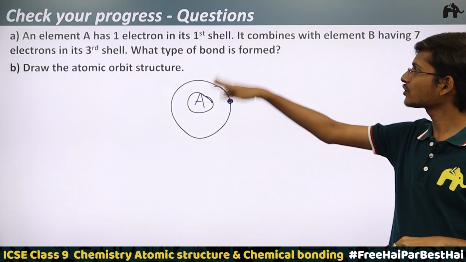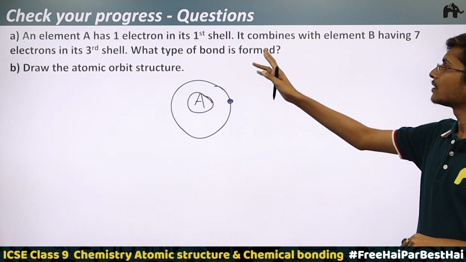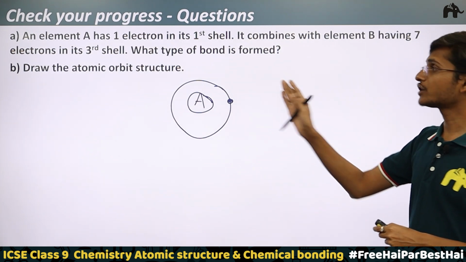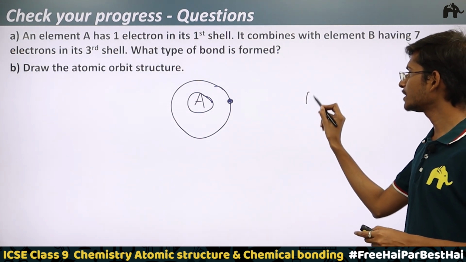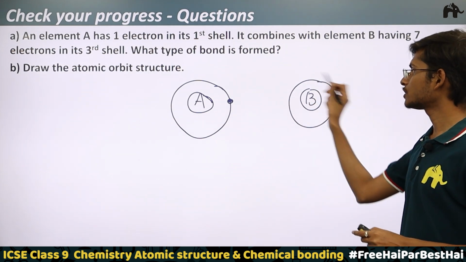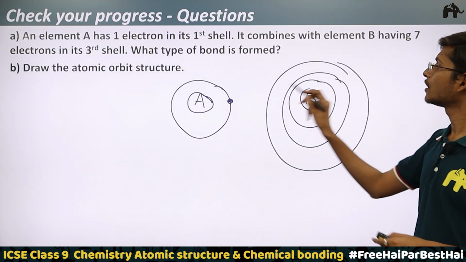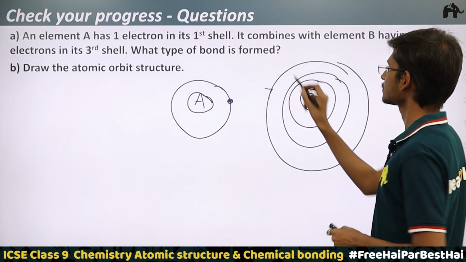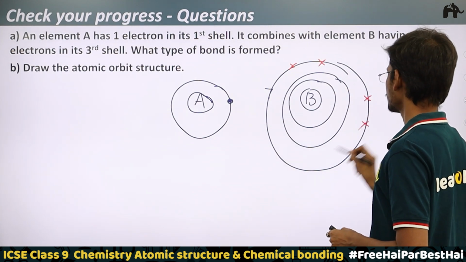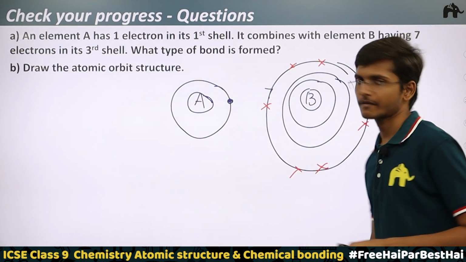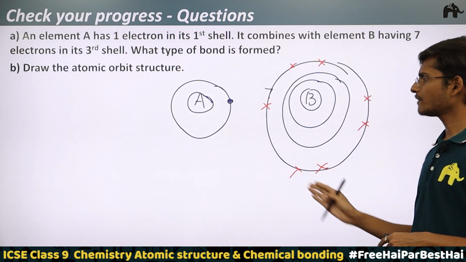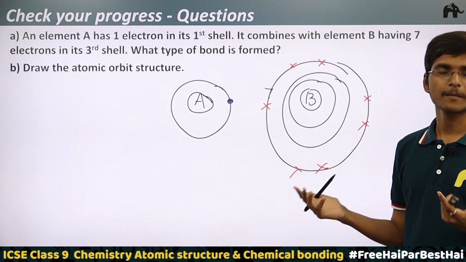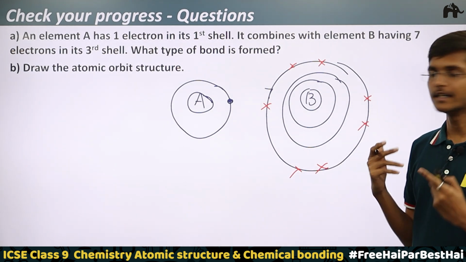So an element A has 1 electron in its first shell. It combines with the element B having 7 electrons in its third shell. So there is an element B, first, second, third shell. 7 electrons are there in its third shell. I will just draw these 7 electrons: 1, 2, 3, 4, 5, 6, 7, in this way. Since it is having 7 electrons in its third shell, its inner shells are also completely filled.